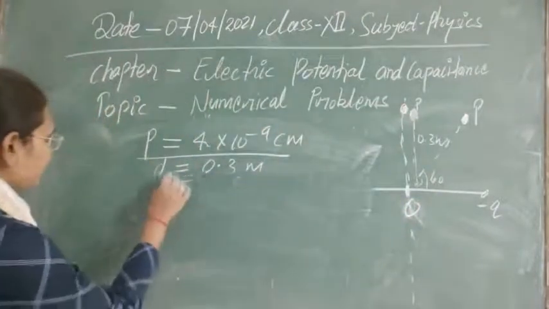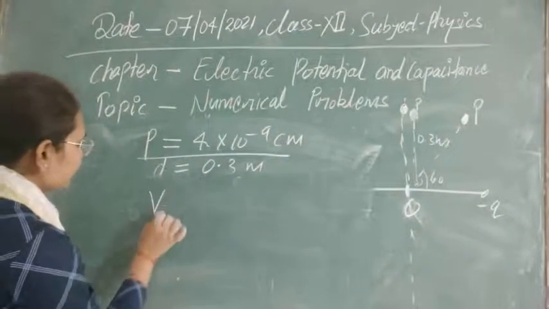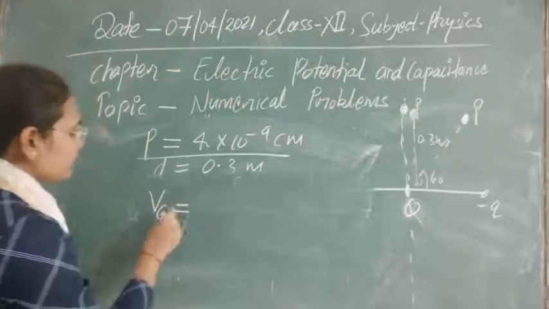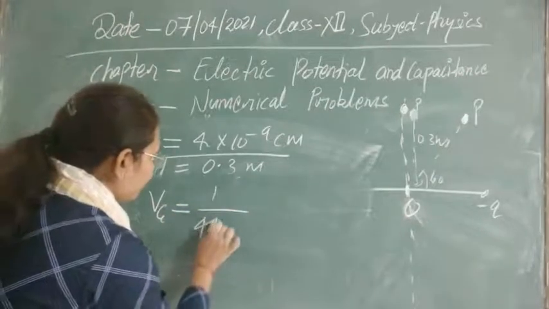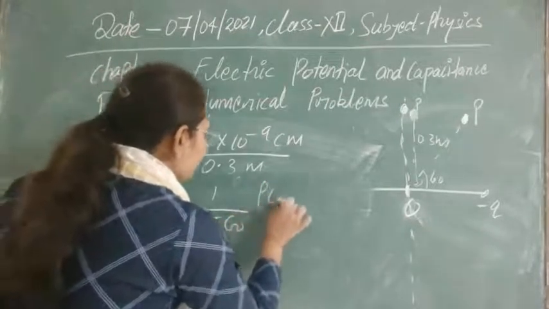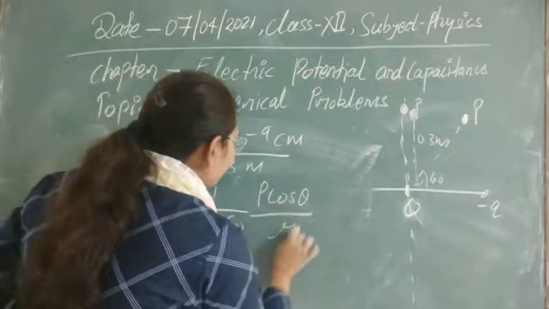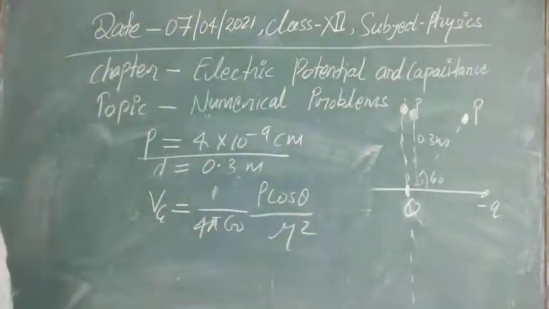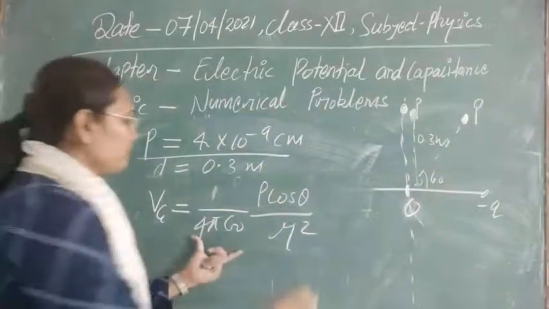The formula at any general point is given by 1 upon 4 pi epsilon 0, times P cos theta divided by R square. So this formula we have. Now we can use this formula.